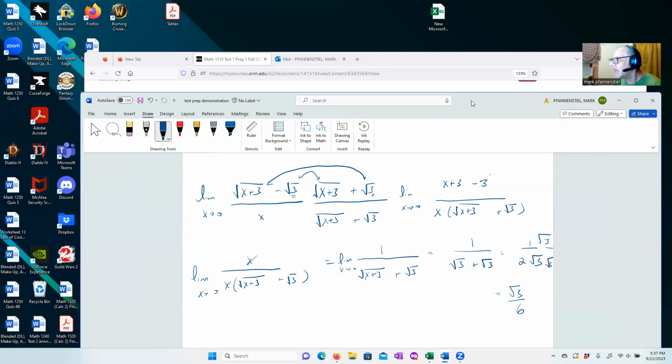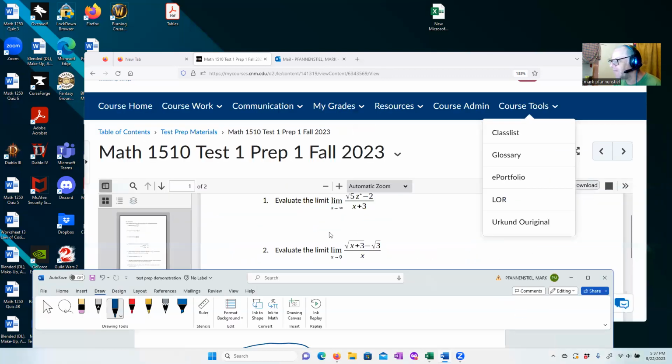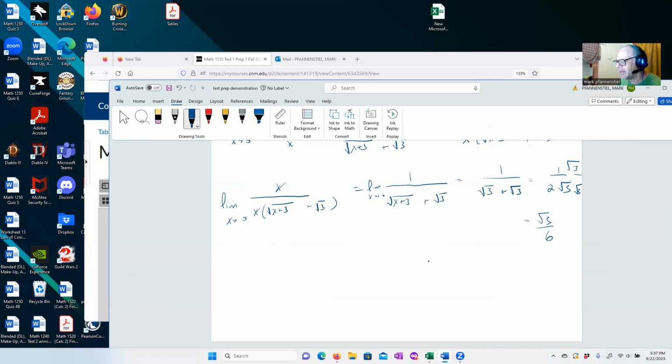Okay, how about number 3? We get to an interesting one now. We have the tangent of 7x divided by the sine of 3x. So we have the limit as x goes to 0.